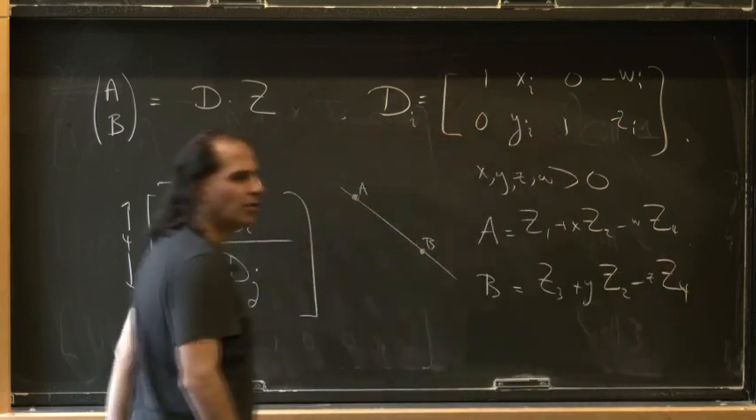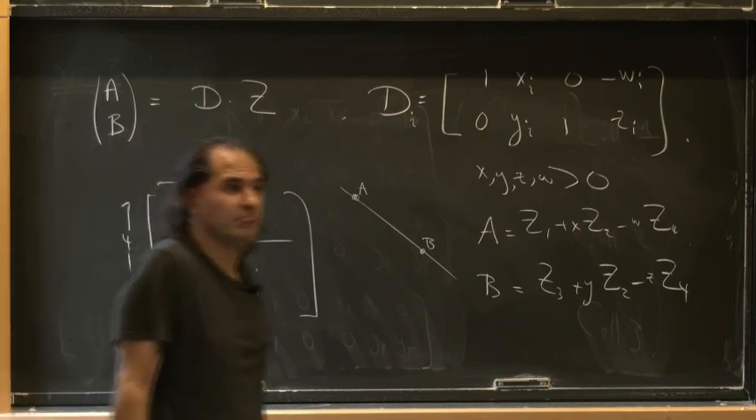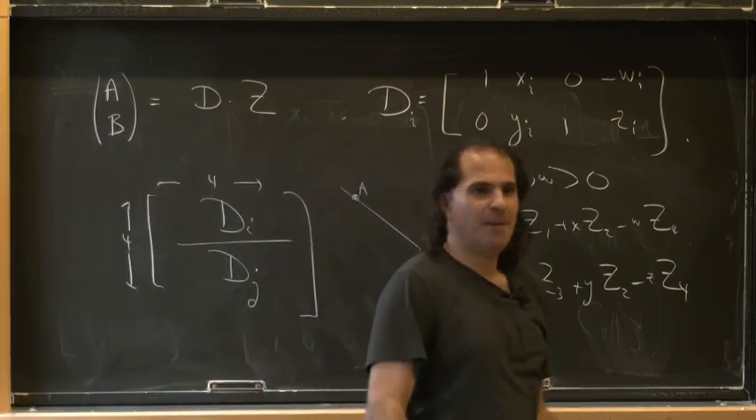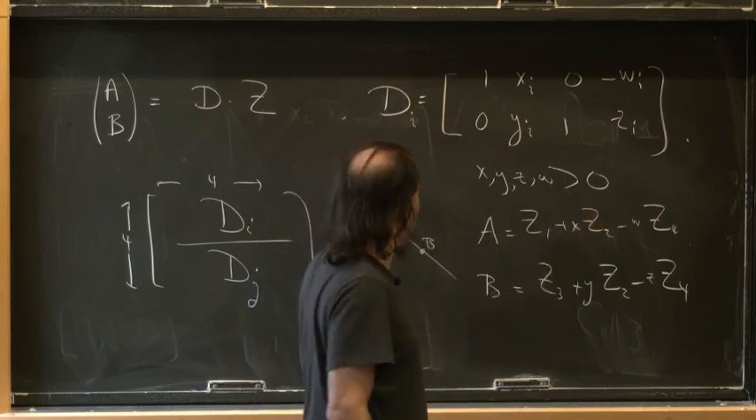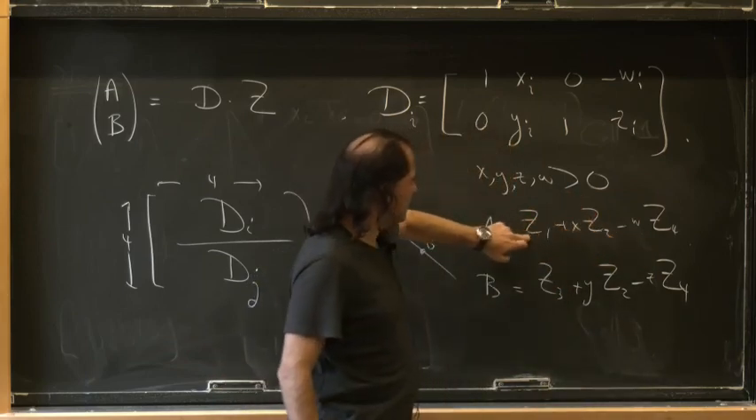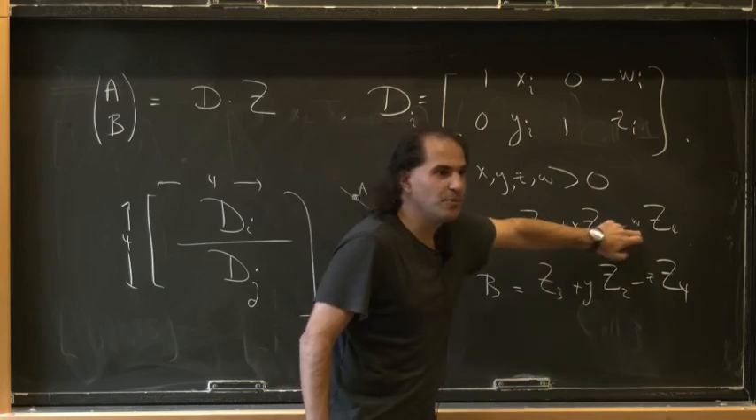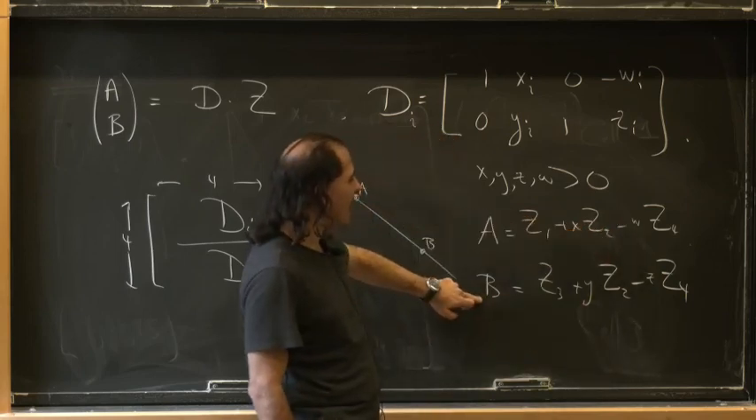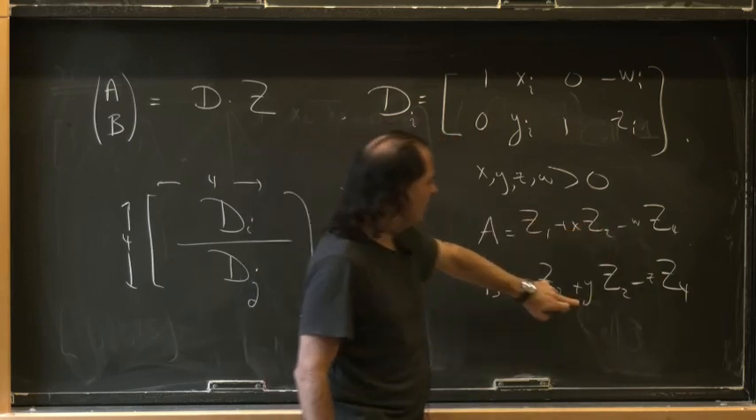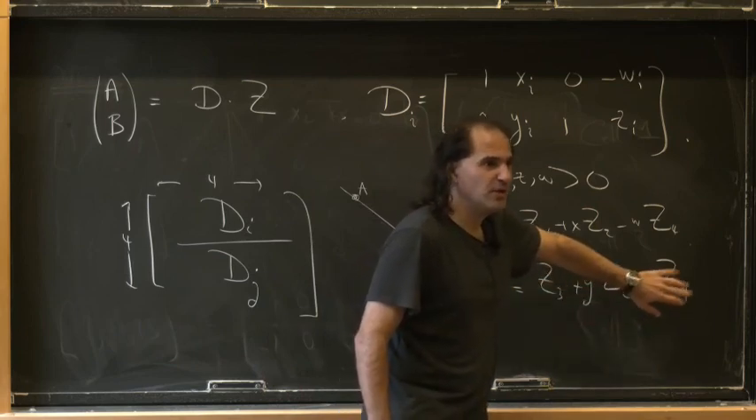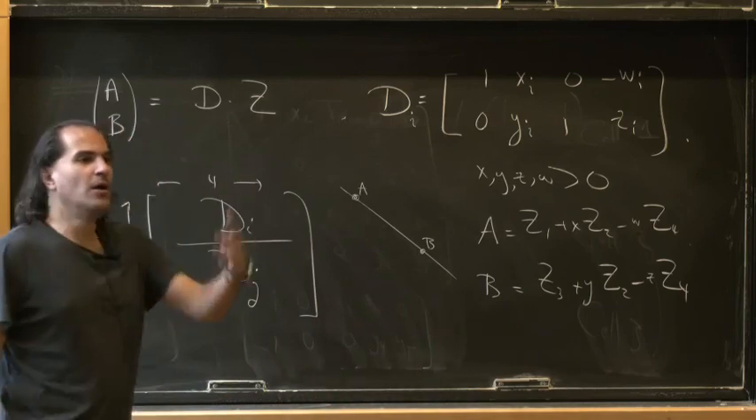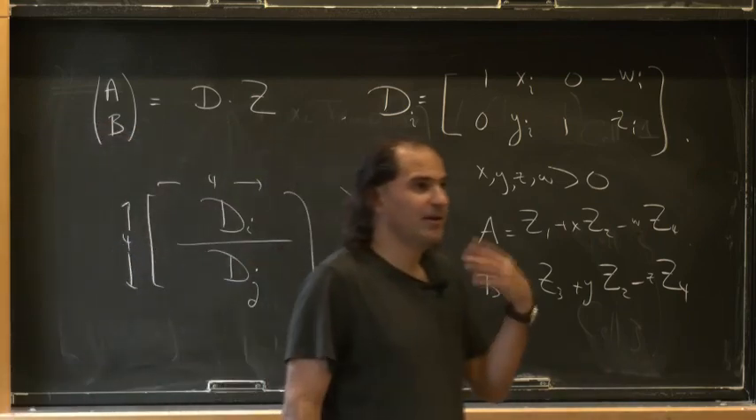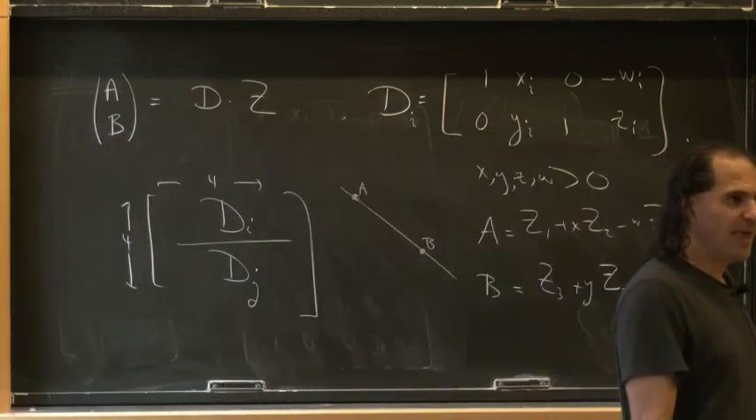Okay, so this is very concretely how I'm parameterizing my loop momenta. I have 4 variables. I'm parameterizing this line AB by where AB intersects the plane 1, 2, 4, which is captured by these 2 variables, and where this line intersects the plane 2, 3, 4, which is captured by these 2 variables. So these are 4 variables that capture the 4 independent loop momenta.